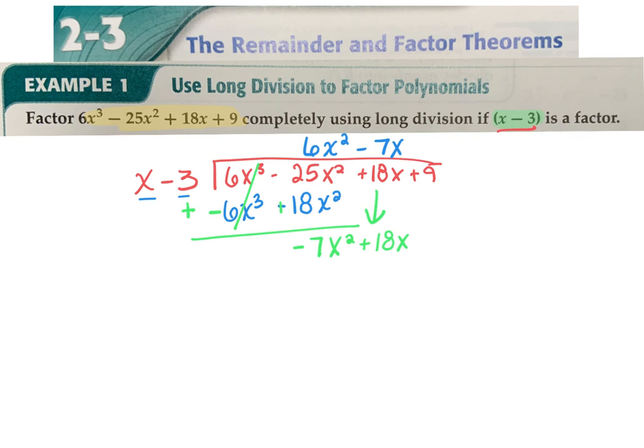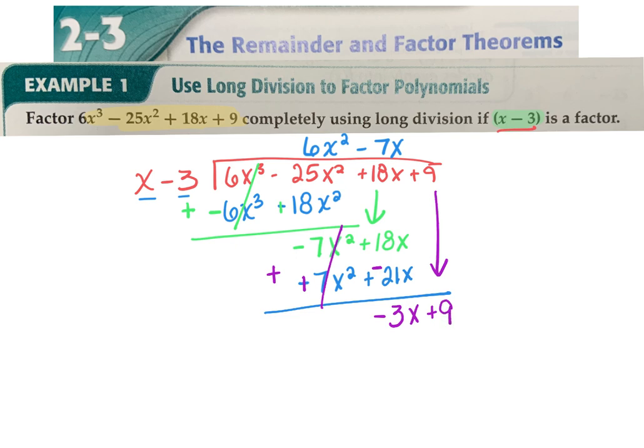And then I'm going to multiply through. Negative 7x times x squared is negative 7x squared. Negative 7x times negative 3 is positive 21x. And then remember, you are subtracting, so we're adding the opposite. So I'm going to add the opposite here and the opposite there. Negative and positive 7 cancel. Positive 18 and negative 21 give me negative 3x. I'm going to bring down my positive 9. And I'm going to do this all over again.